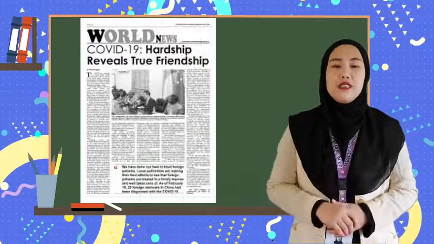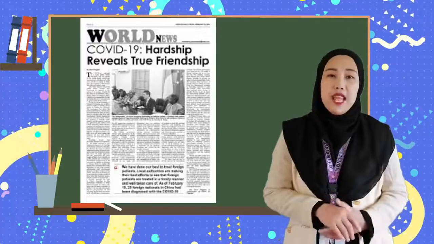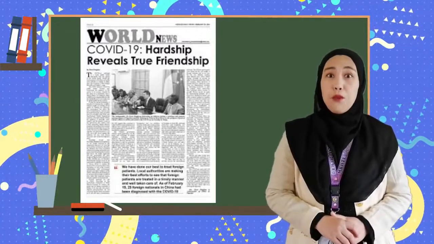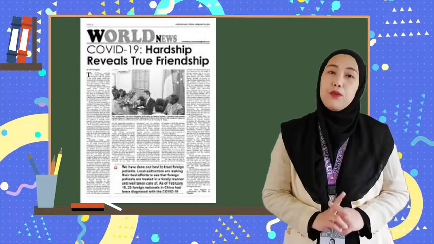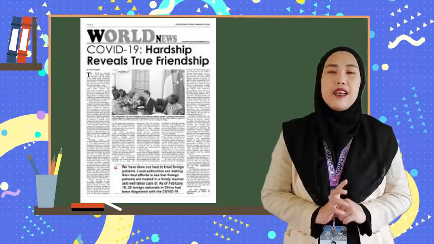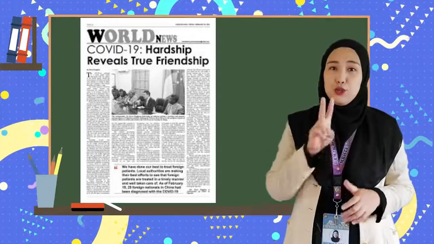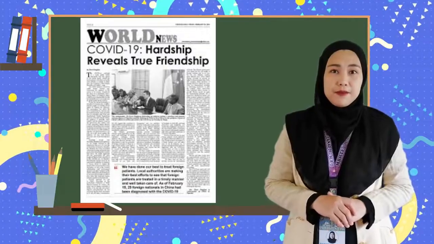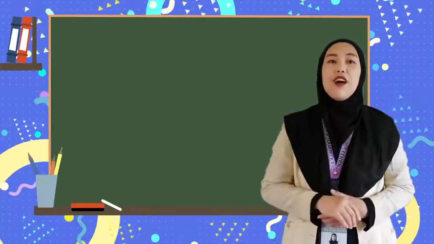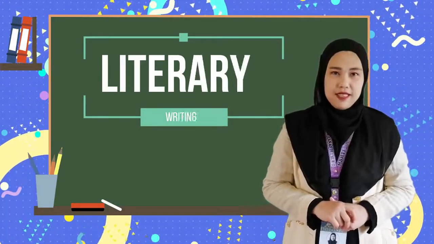Let us take a look at this newspaper article. A newspaper article must relay the WH questions such as who, what, where, when, why, and how as quickly and as objectively as possible. Did you understand very well the 2 types of a text? Very good. Let's proceed to the 3rd type of a text, which is the literary writing.